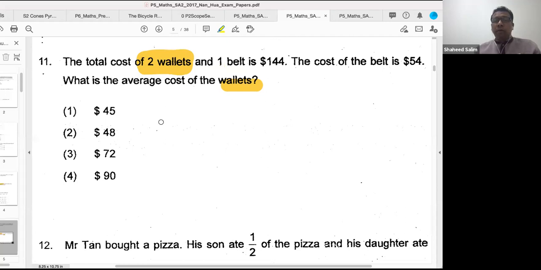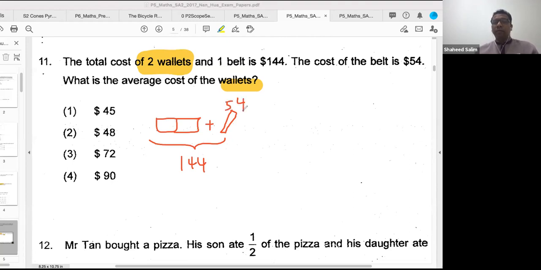First of all, there's two wallets and one belt. We put 2 wallets plus 1 belt. This whole thing is how much? 144. Then we want to minus this one, 54. No, we minus first. 144 minus 54. How much you get? You get 90. So what is 90?